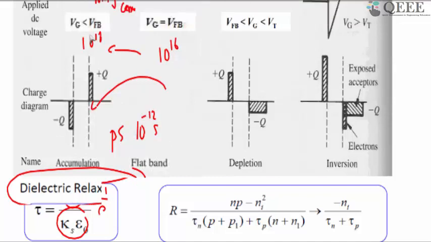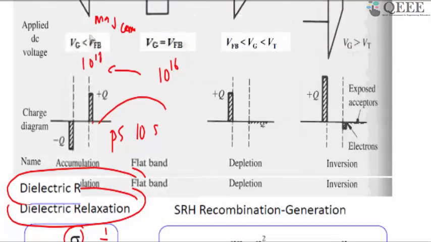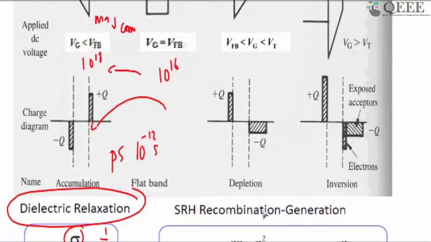But if you go to inversion, your electrons are the minority carriers now. Electrons are the minority carriers. So now it cannot adjust, because you have only, suppose, 10 to the power of 4, and you have to go all the way from 10 to the power of 16. So now the question is, where does it come from?